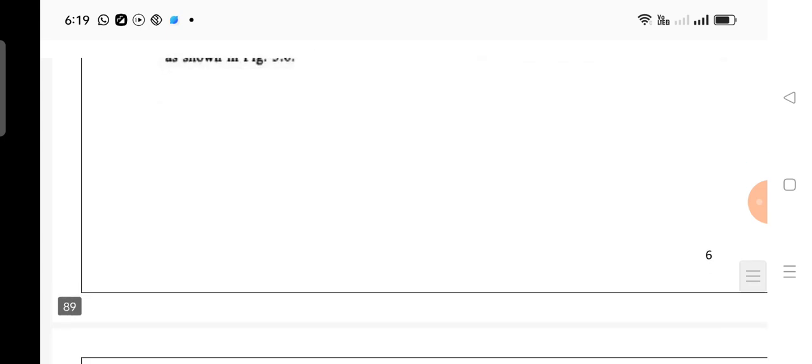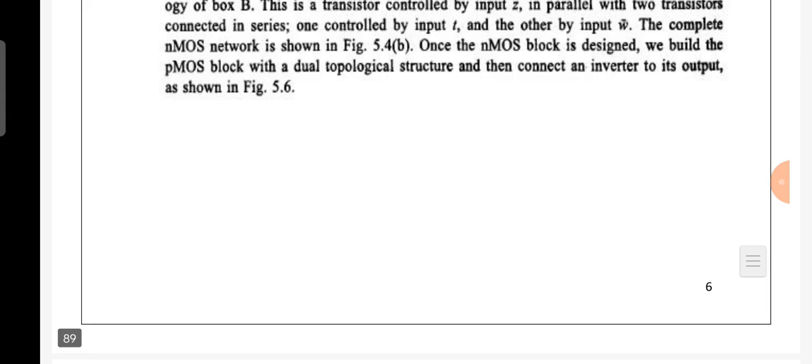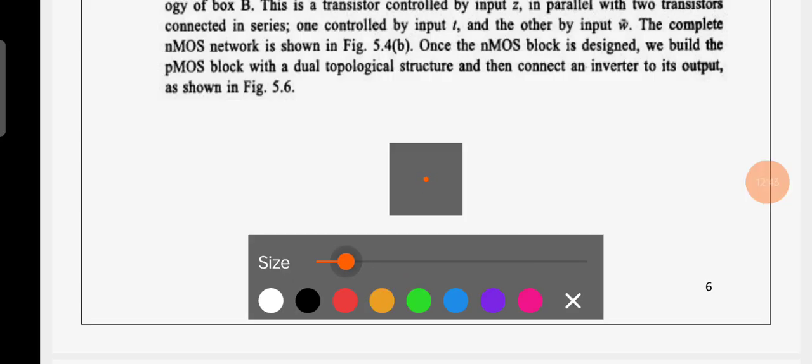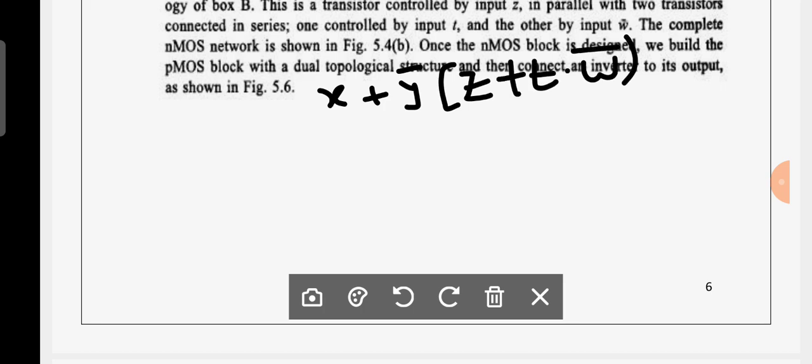If you want, I can design it here. Shall we just recall the Boolean expression? What is the Boolean expression they have given? Yeah, absolutely. X plus y into z plus t into w complement. I said earlier, I think this may be z, this may be y complement, whatever it may be.